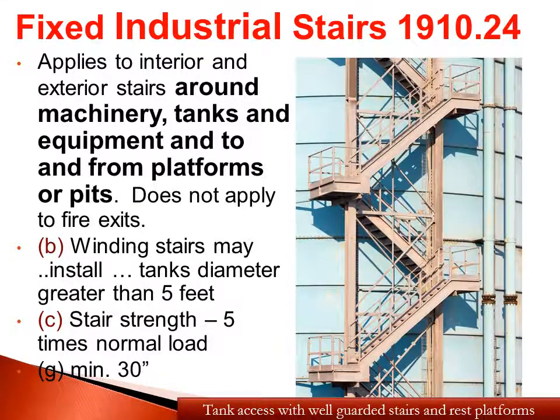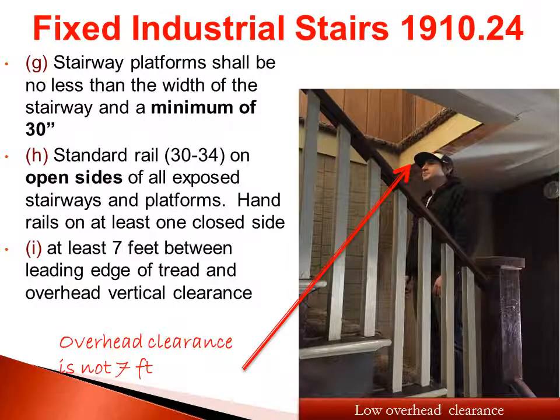The standard for fixed industrial stairs applies to interior and exterior tiers around machinery, tanks, and equipment, and also around platforms and pits. Again, this does not pertain to fire exits. That's a completely different standard. So this is an example in this picture of a tank that has a well-guarded stairway as well as rest platforms, and your rest platforms need to be a minimum of 30 inches. And fixed industrial stairs with your rest platforms a minimum of 30 inches.